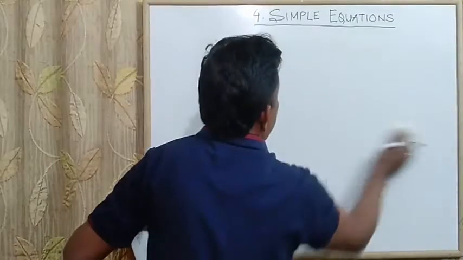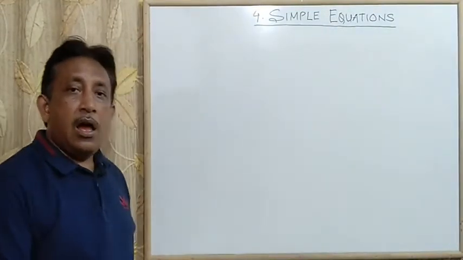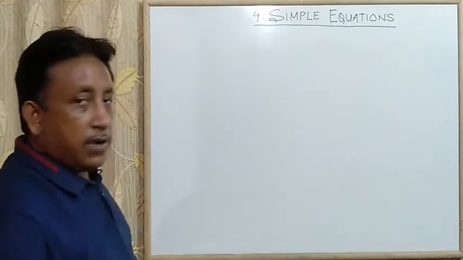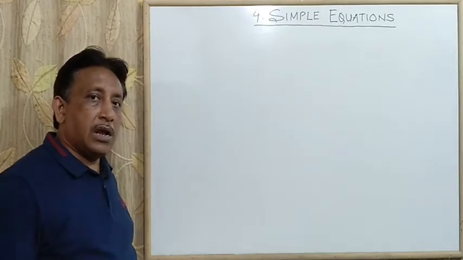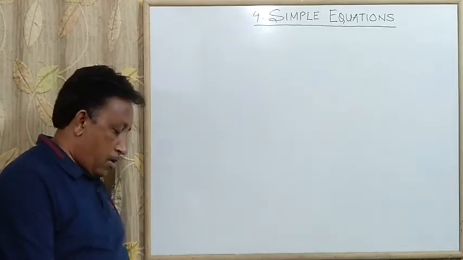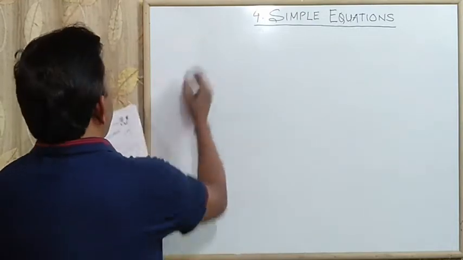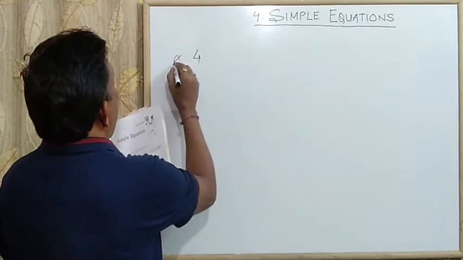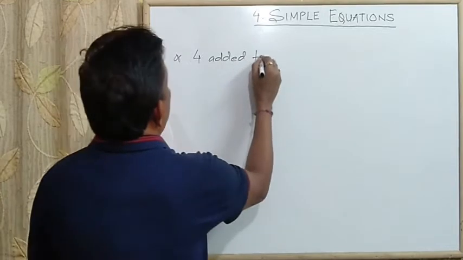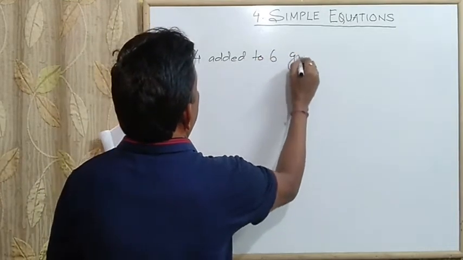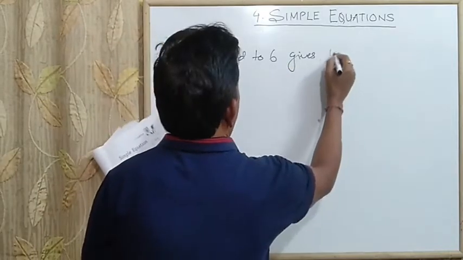Now, the next point is we are going to discuss how we convert a general statement in English to a mathematical statement. This we have done in class 6 also in the algebra chapter. Now suppose there is a statement like this: 4 added to 6 gives 10.